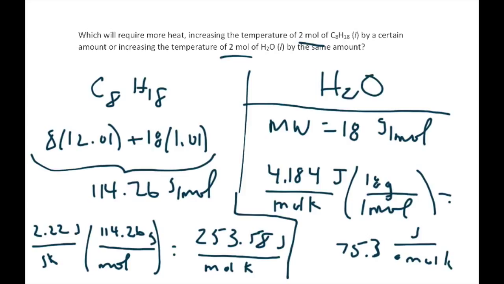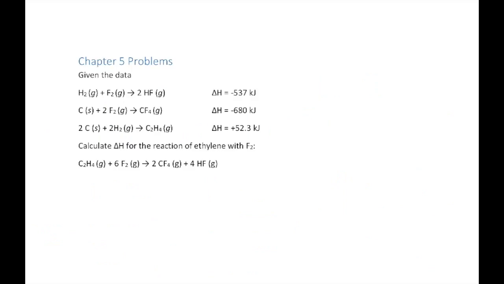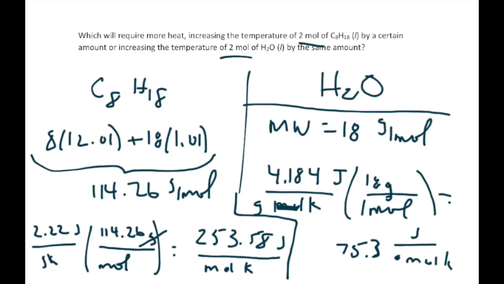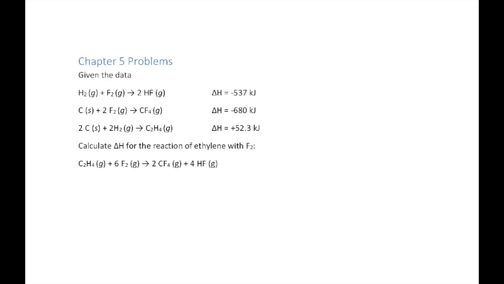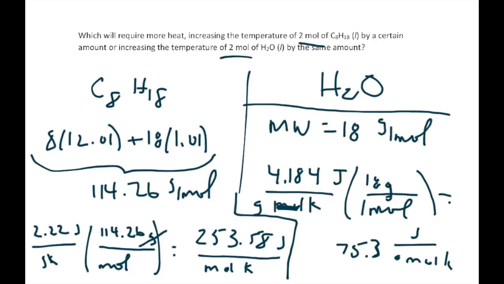Okay. So again, you want to make sure, this is incorrect, this should be grams. You want to make sure that your units cancel. So looking over at the octane, our grams cancel. Oops, sorry about that. Okay, our grams cancel, and we'll have the joules per mole Kelvin, which is what we want. And likewise, our grams are going to cancel, and we're left with joules per mole Kelvin.